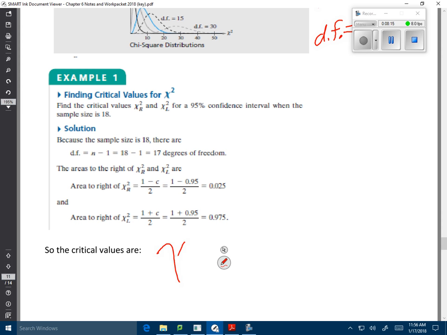So the critical values on this sheet, you can write chi-square R or chi-square L, it doesn't matter which one. Keep in mind the right one is always going to be bigger than the left one.